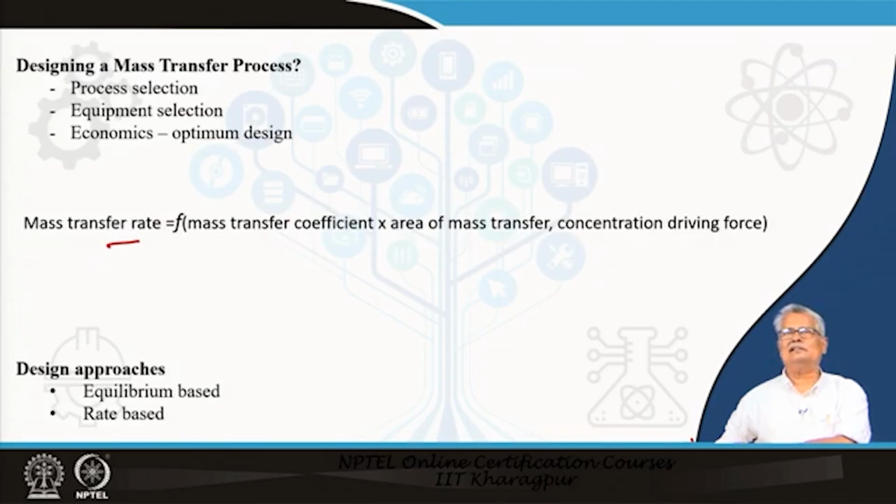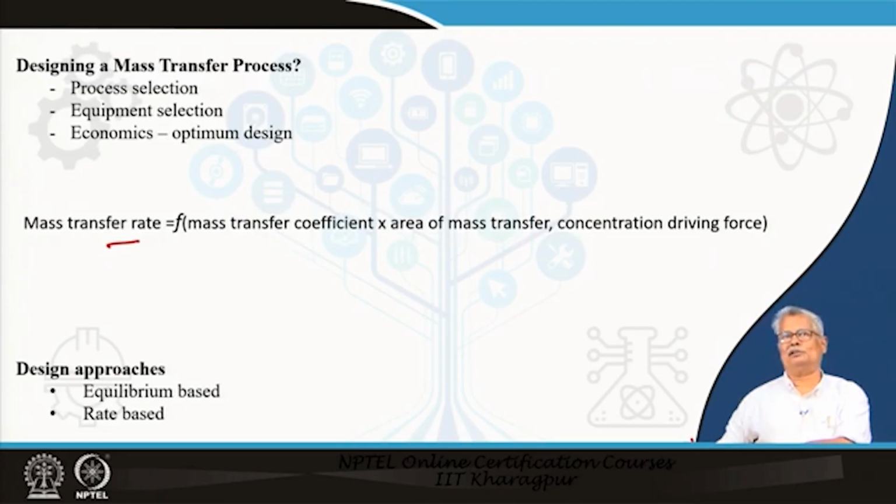So, we will just recapitulate what exactly is the basis of selection of the process, and this will be followed by detailing the equipment which is required for this particular separation. That means, what type of equipment. For example, even if we have chosen a process like distillation, it could be continuous, it could be batch, it could be tray, it could be packed, whatever type of equipment we finally decide, we have to decide on this at this stage.